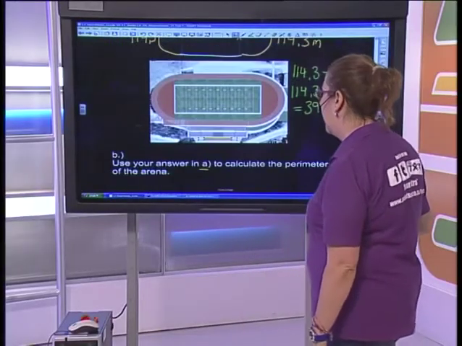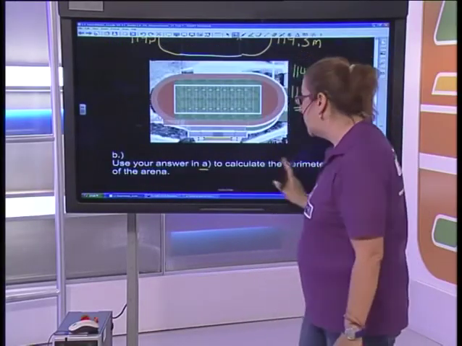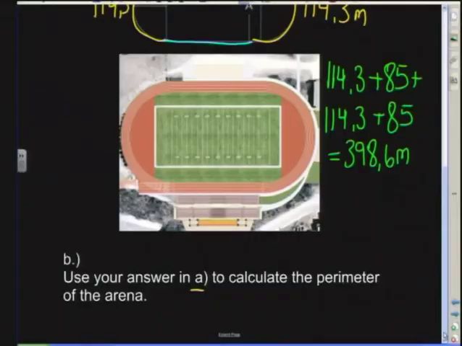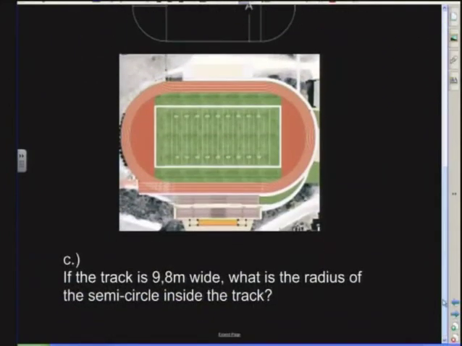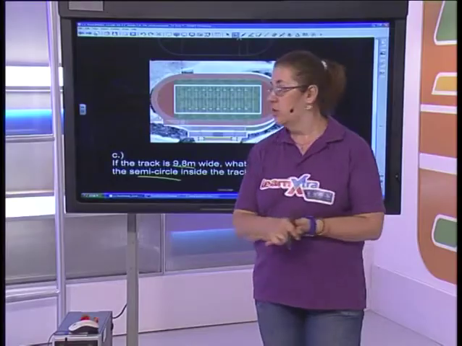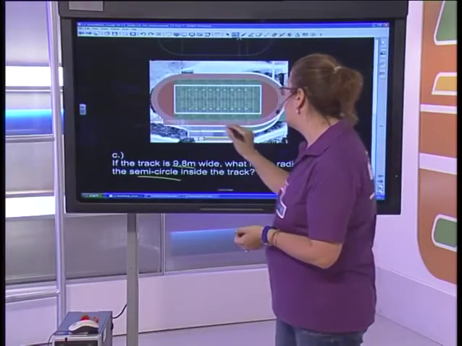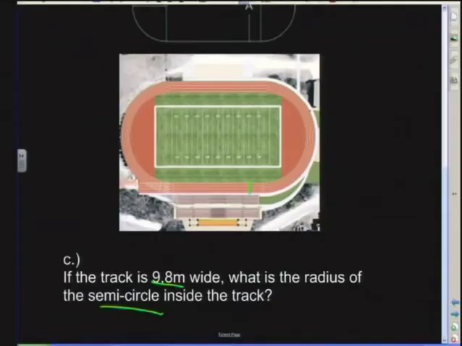Have we answered the question? I'd like to reread the question. Use your answer to calculate the perimeter. We've got that. Right. If the track is 9,8 meters wide, what is the radius of the semicircle inside the track? So the track is this part here. Now I've just worked out, and I think I need to change that color, so I don't think you can see that very clearly. So the track is that part.